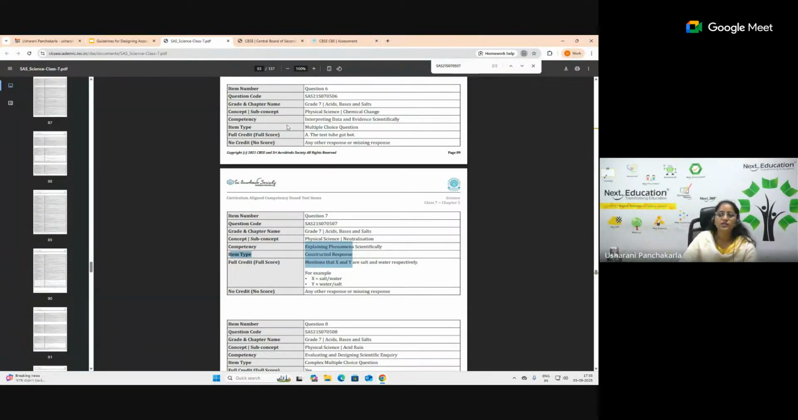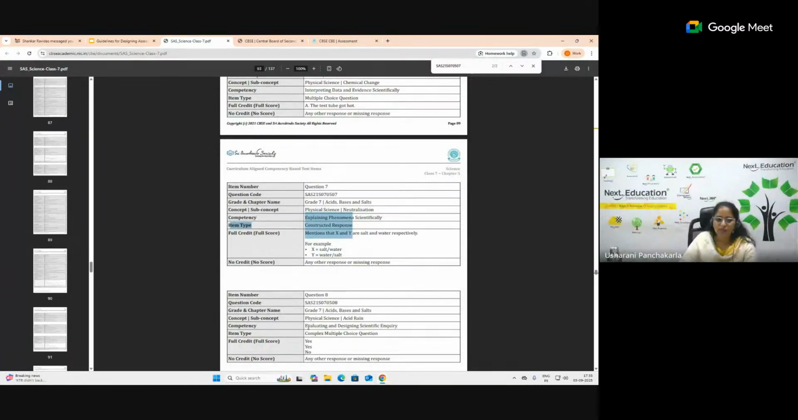And here you can also see the item type is multiple choice question, or the item type here is complex multiple choice question. So that is what the question type is. Then full credit: what marks you are supposed to give, partial marking or full marking, provided he has answered correctly. And for no credit, any other response or missing response, don't give the score. So this way the feedback is even given in the same document.